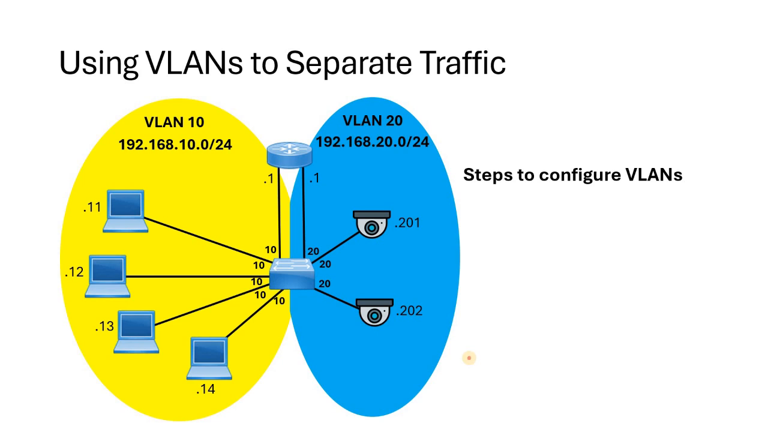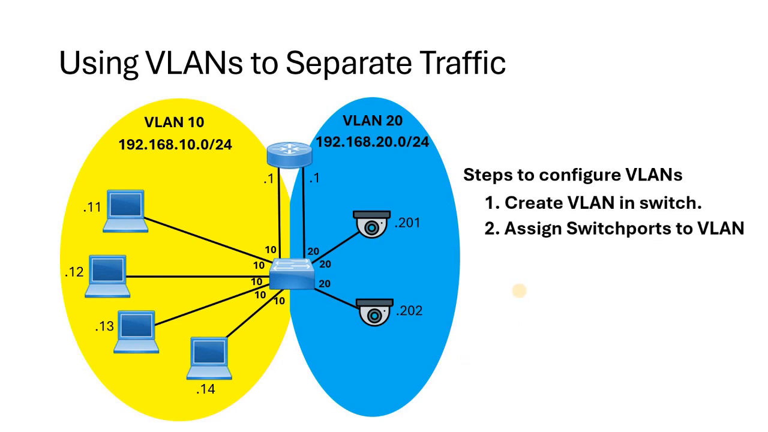Configuring a VLAN is fairly simple. The first thing you have to do is you need to create the VLAN on the switch, and then you'll assign the switch ports to the VLAN. And we'll get into that during the lab portion of this exercise.